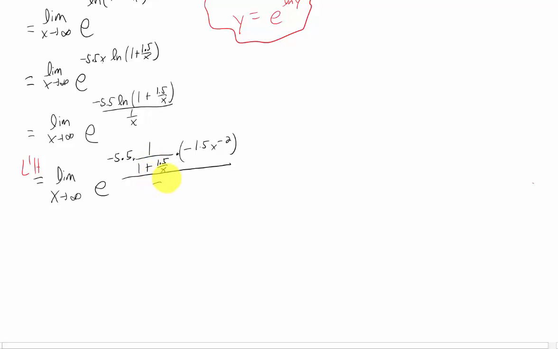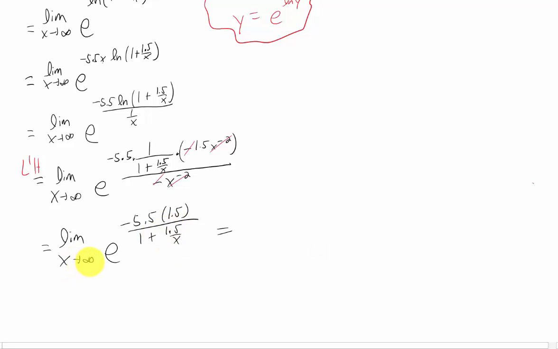That's going to be a little bit better. That's just negative x to the negative 2. Now notice some things cancel. The x to the negative 2's cancel, the negatives cancel. Let's see what we're left with. We're left with a negative 5.5 times a 1.5 over a 1 plus 1.5 over x.